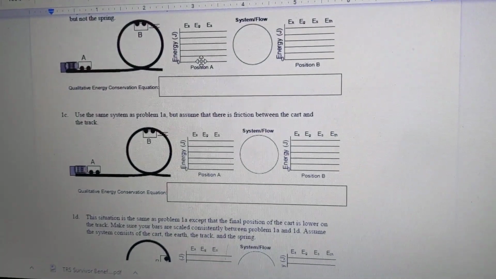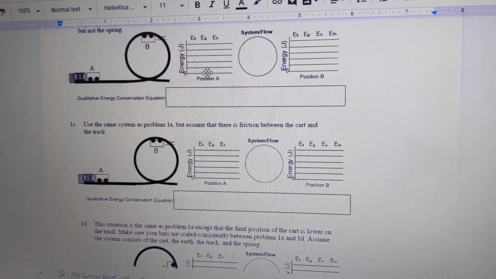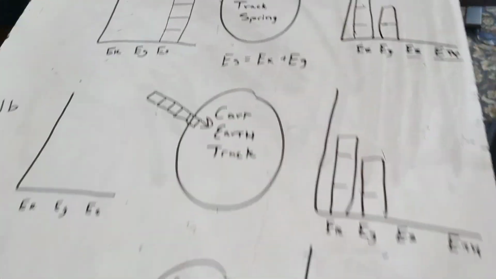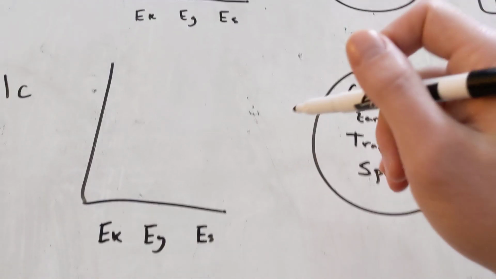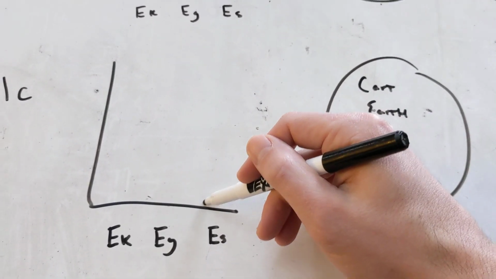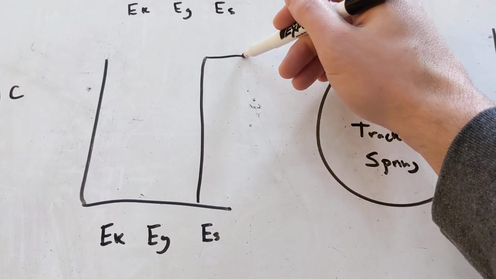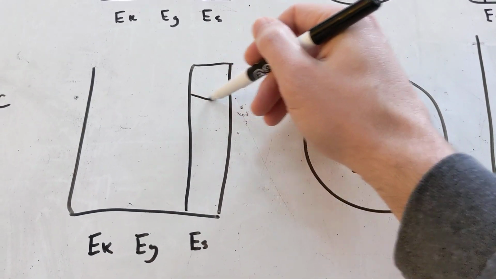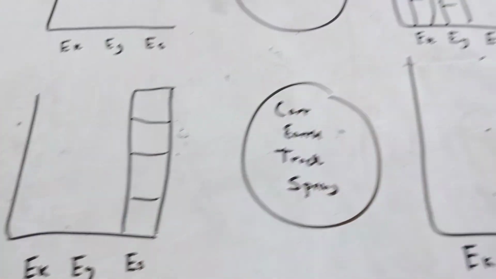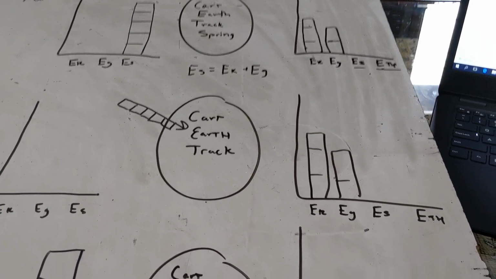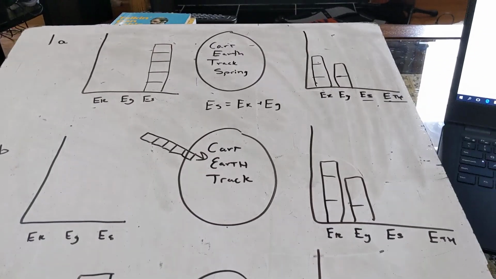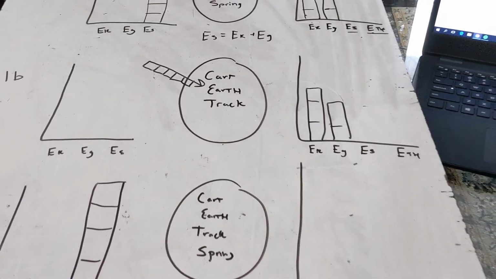For C, it says, use the same system as problem 1A, but assume there is friction, okay? So everything has to start with ES again, because the cart is back into our system. So it's the same as 1A, but the cart is back in our system. But now there's friction, okay? So friction, I know, typically slows things down.